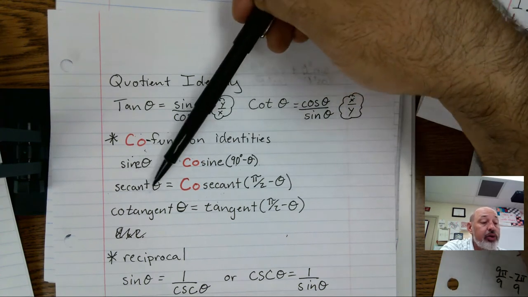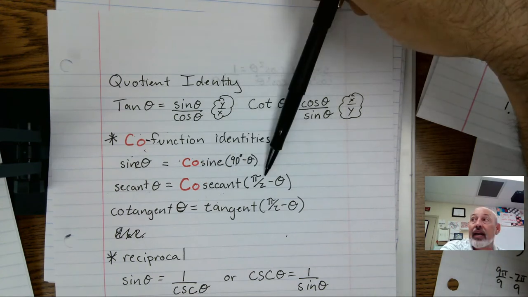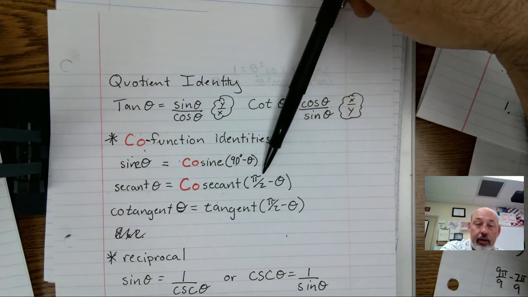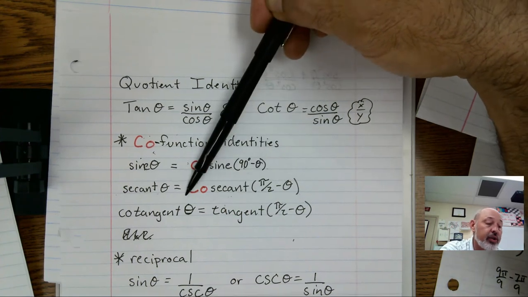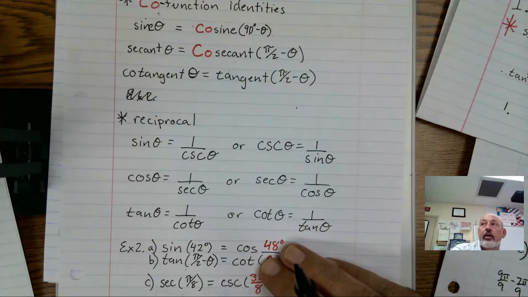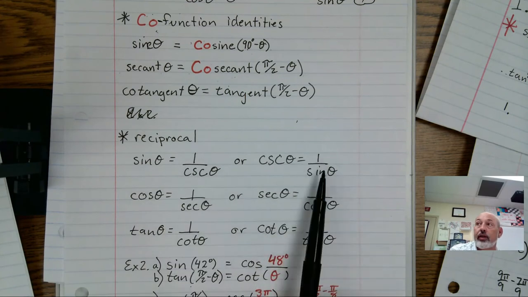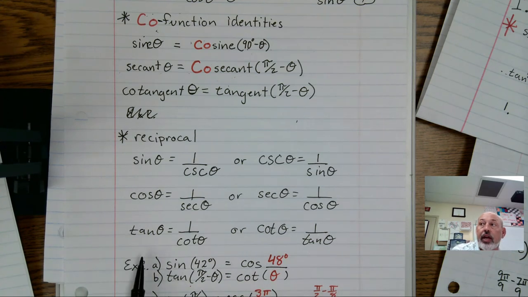Secant and cosecant are complementary. I might write it 90 minus theta, or I might write it pi over 2 minus theta, but that's just 90 degrees also, right? That's what it means to be complementary. And then, of course, tangent and cotangent are also complementary. Hopefully you know these. I just wanted to get them in print, but the sine of theta is equal to 1 over cosecant, or cosecant is equal to 1 over sine. Cosine is equal to 1 over secant, or secant is equal to 1 over cosine. Tangent is equal to 1 over cotangent, or cotangent is equal to 1 over tangent.